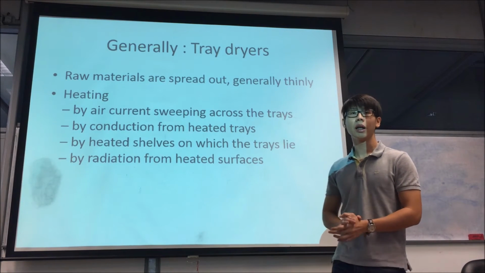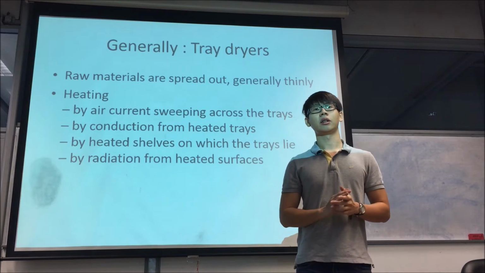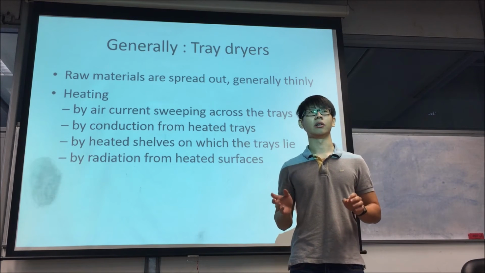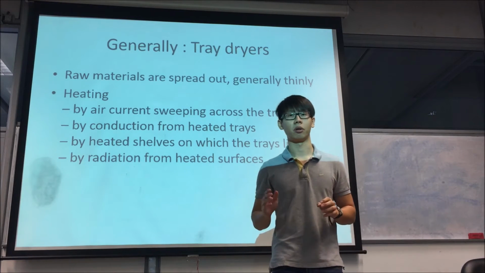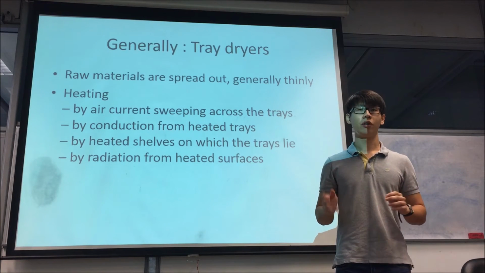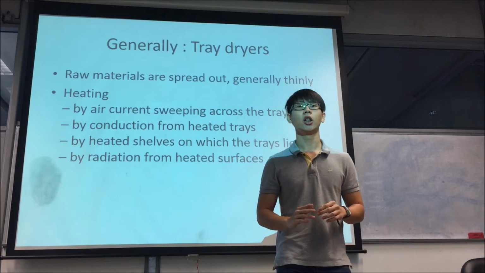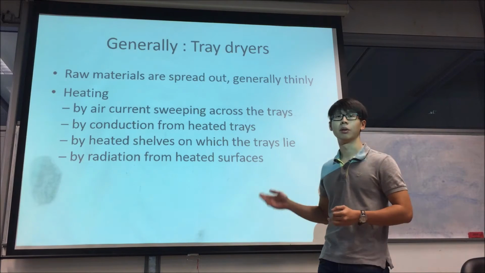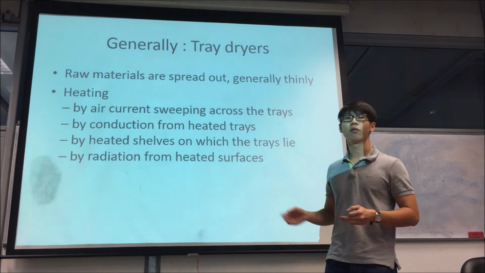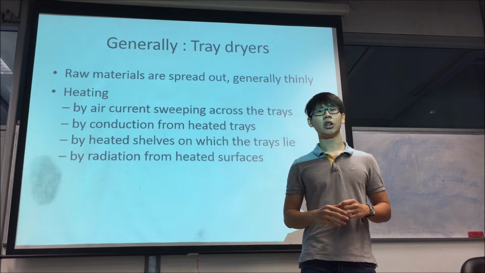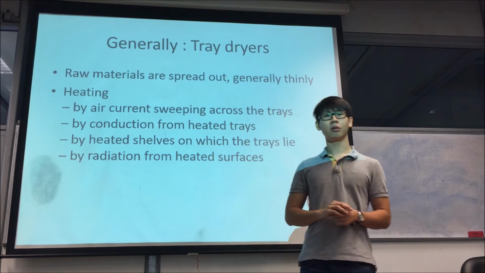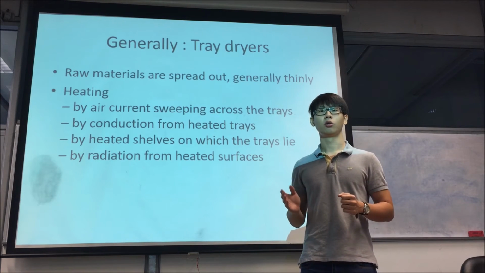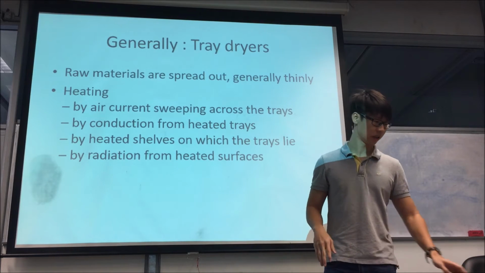Generally, there are many types of tray dryer. Mainly, the raw materials used in a tray dryer need to be spread out thinly in the process. However, there are a few different heating systems: air current sweeping across the trays, conduction from the heated trays, heated shelves on which the trays lie, and radiation from a heated surface. The experiment that we conducted used heating by air current sweeping across the trays.